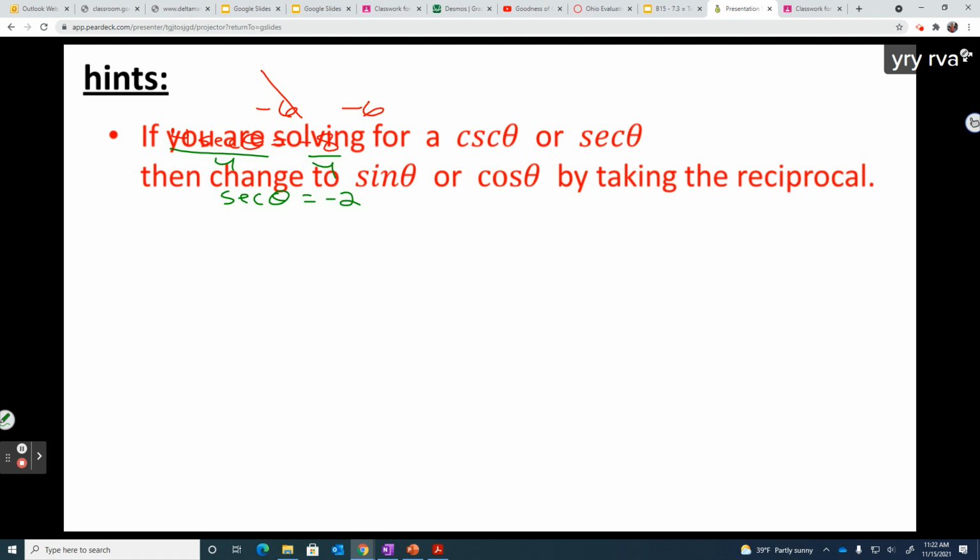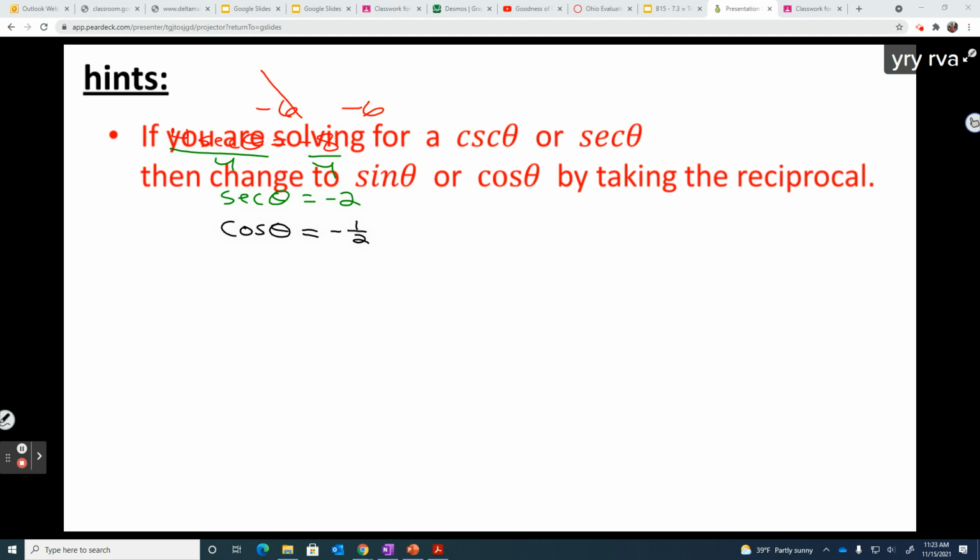So instead of having secant of theta, what would we write that as? Cosine or sine? Yep, cosine is the opposite. So we write this as the cosine of theta. But since we flipped this side, we got to flip this side also. So it actually just becomes negative half. We flip the secant and the cosine, and then we flip the fraction. Negative half. And that's a lot easier, right?